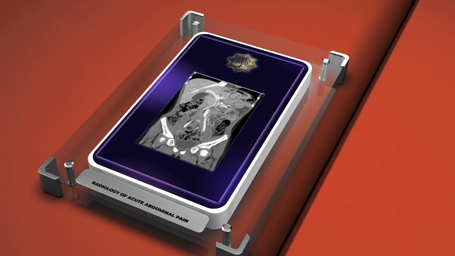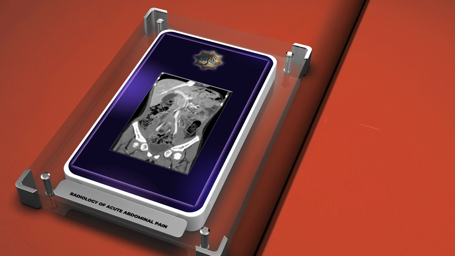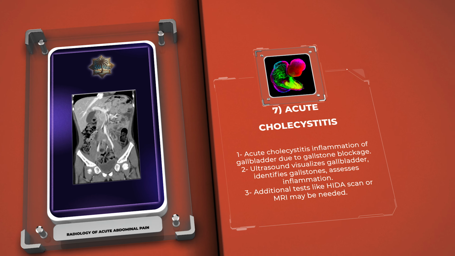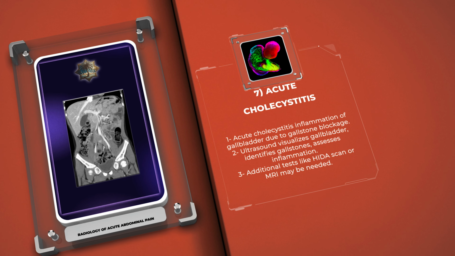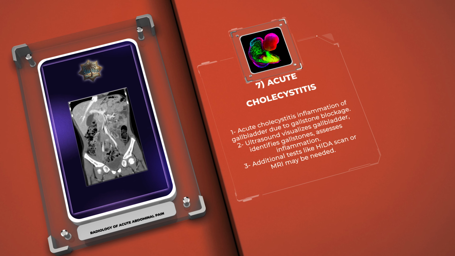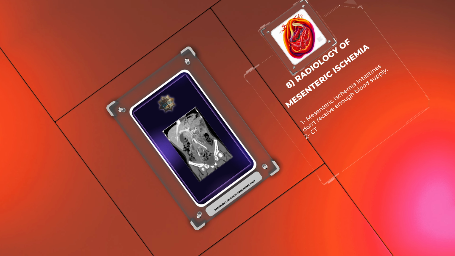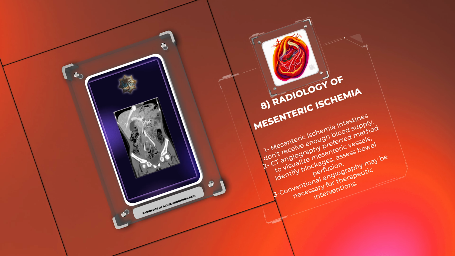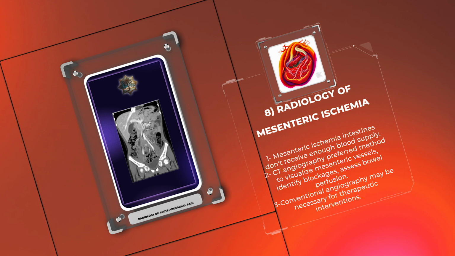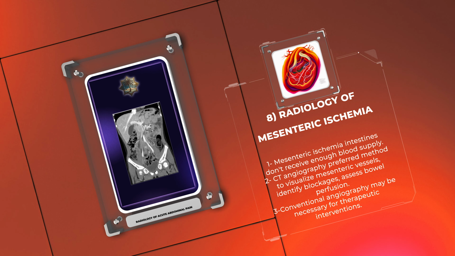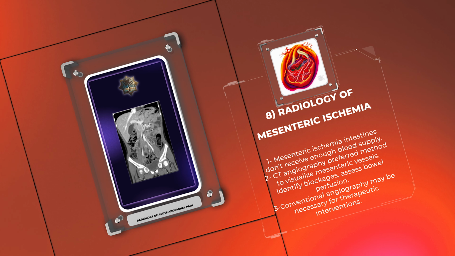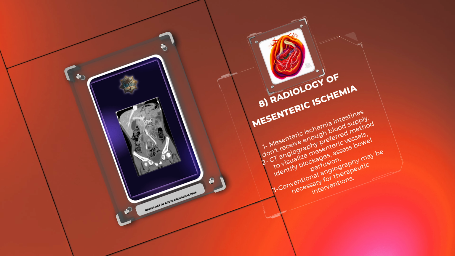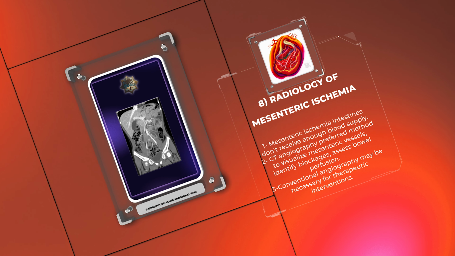Acute cholecystitis is inflammation of the gallbladder due to gallstone blockage. Ultrasound is the preferred initial imaging test, helping to visualize the gallbladder, identify gallstones, and assess inflammation. Other tests like HIDA scan or MRI may be needed for further evaluation. Mesenteric ischemia is a condition where the intestines don't receive enough blood supply, leading to potentially serious damage. Timely diagnosis is crucial, and imaging is essential for this. CT angiography is the preferred method to visualize the mesenteric vessels, identify blockages, assess bowel perfusion, and detect ischemic changes. In certain cases, conventional angiography may be necessary for therapeutic interventions.